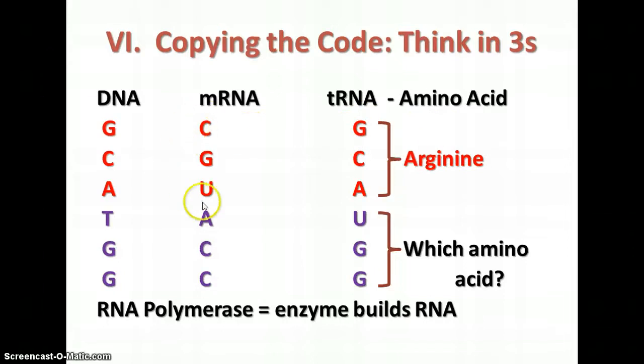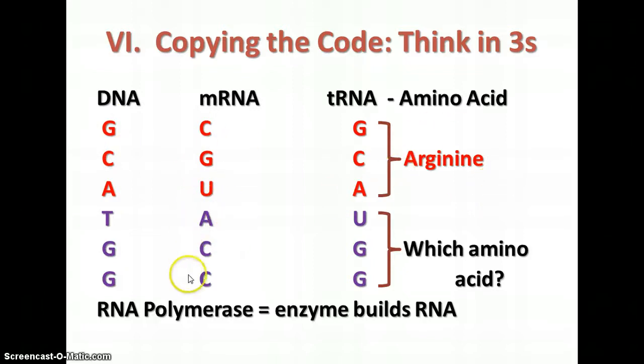So the CGU codon codes for the amino acid arginine, which is transferred or brought in to the translation process at the ribosome by the transfer RNA. Notice that the transfer RNA anticodon is the same as the original DNA codon. So CGU codes for the amino acid arginine.